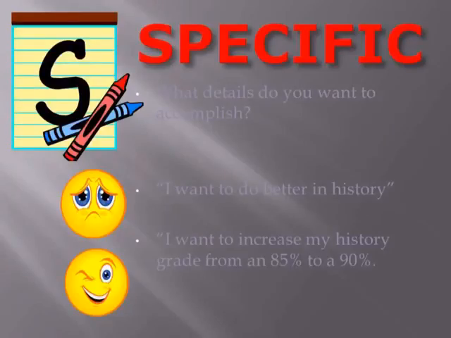S is for specific. What details do you want to accomplish? For example, "I want to do better in history" is not very specific. However, "I want to increase my history grade from an 85% to a 90%" is specific.